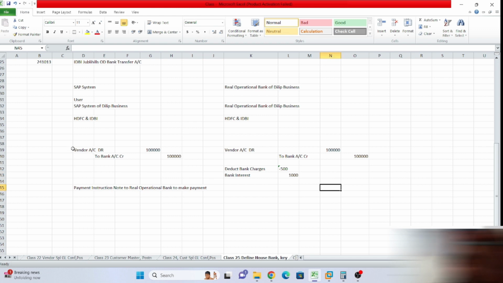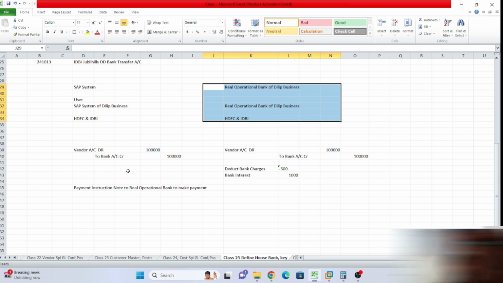So is our SAP system, the business SAP system, matching with this real operational bank? There is a difference, right? So what they will do, they will send one bank statement every month. The real operational bank will send one bank statement. Why? To do the reconciliation with the SAP system.